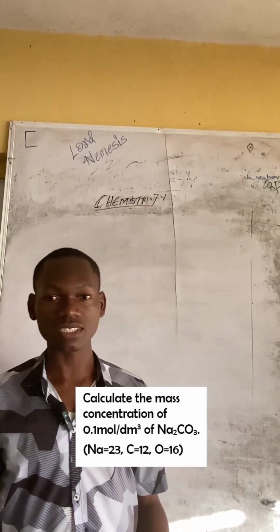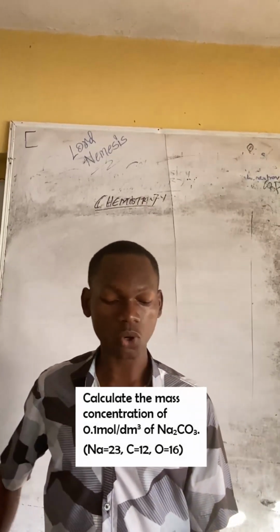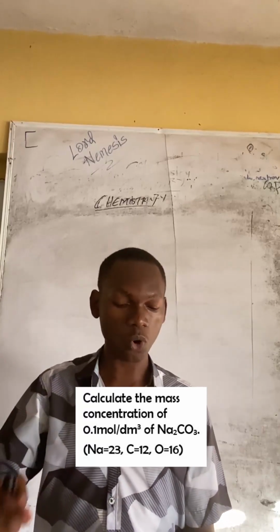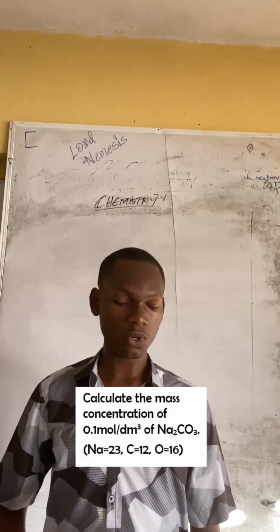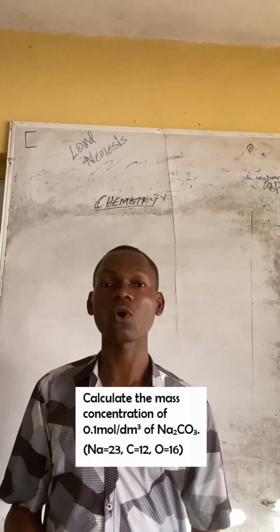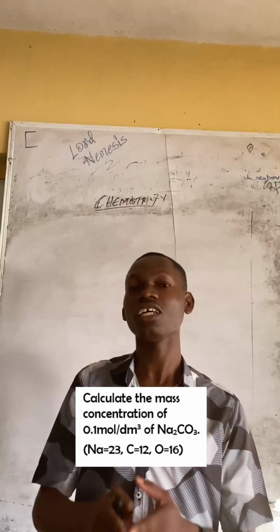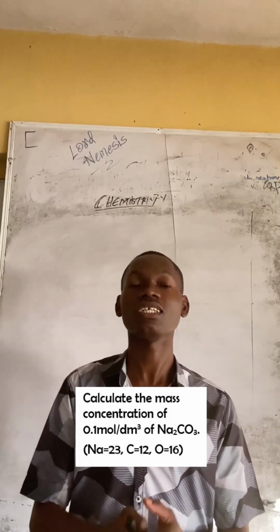Now, let's quickly consider this question. The question reads: calculate the mass concentration of 0.1 mole per dm cube of sodium carbonate. We are given the mass numbers of sodium to be 23, carbon 12, and oxygen is always 16 gram per mole.